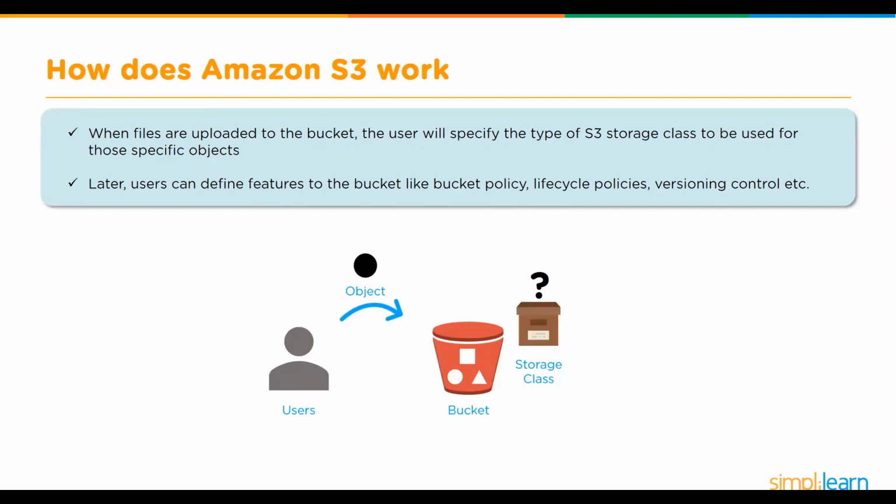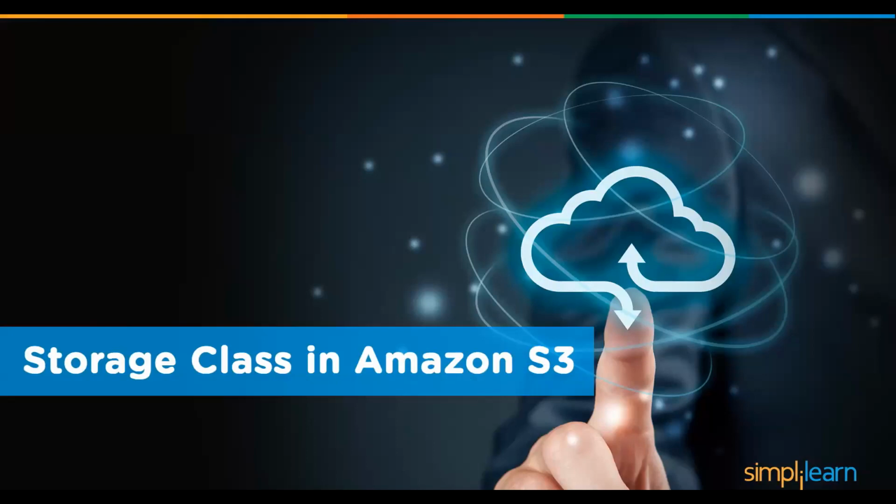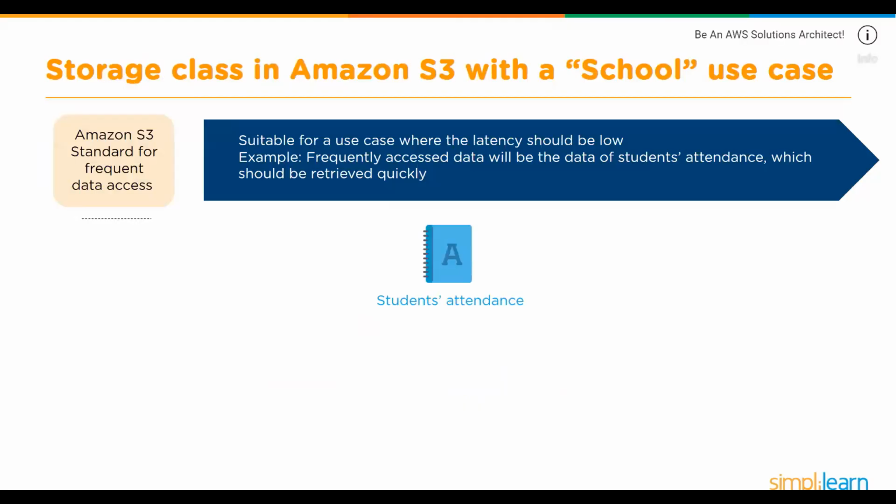So let's talk about the different storage classes in S3. The different storage classes in S3 begin with S3 Standard. Now this is the default, and it's very suitable for use cases where you need low latency. For example, if you want to access the data of a student's attendance, you would retrieve it as quickly as possible. So that's a good use case to store data in S3.